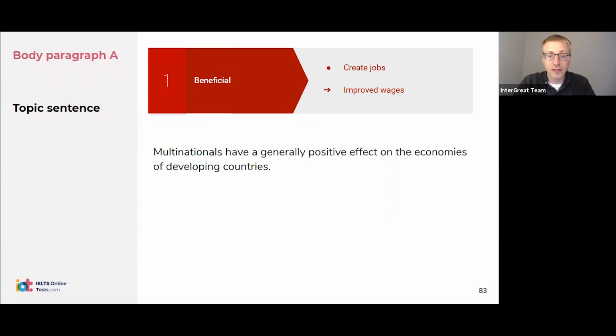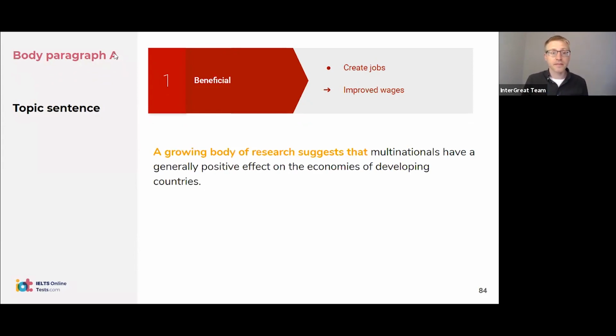Multinationals have a generally positive effect on the economies of developing countries. Okay? This is a simple topic sentence, and it's fine. Here is a nice way to improve your topic sentence. A growing body of research suggests that. This is a nice way to make your writing sound more academic.